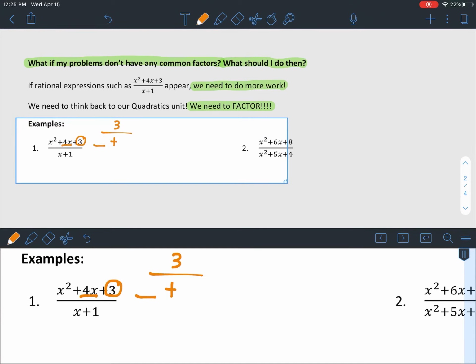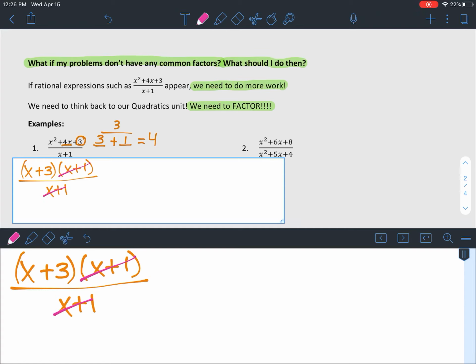My numbers that are going to multiply to 3 but add to 4 are 3 and 1. And that would give me that 4 that I needed. So when I factor this guy, I'm going to end up having x plus 3 times x plus 1 over my x plus 1. And then from here, things get a lot prettier. I have an x plus 1 on the top and an x plus 1 on the bottom. I can cancel those guys out, and I'm going to be left with this x plus 3.